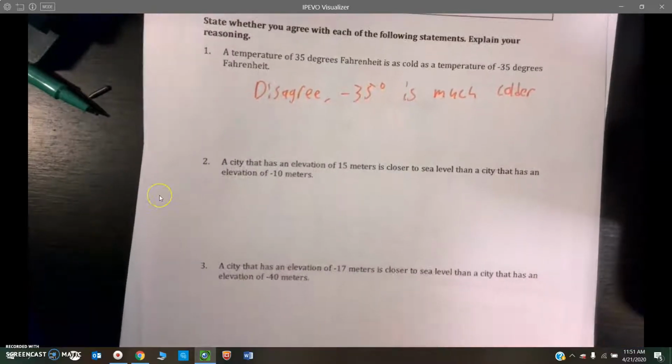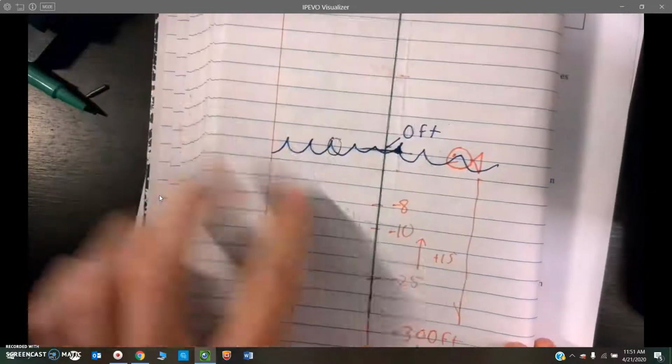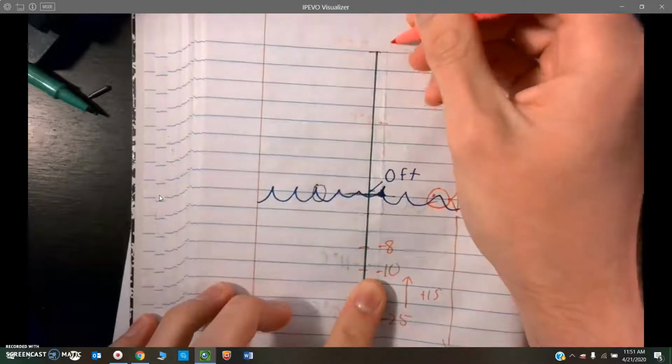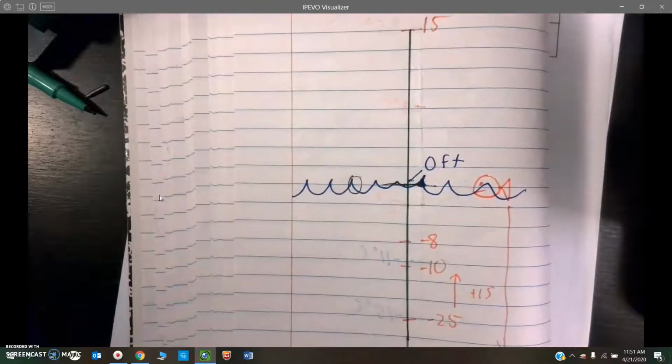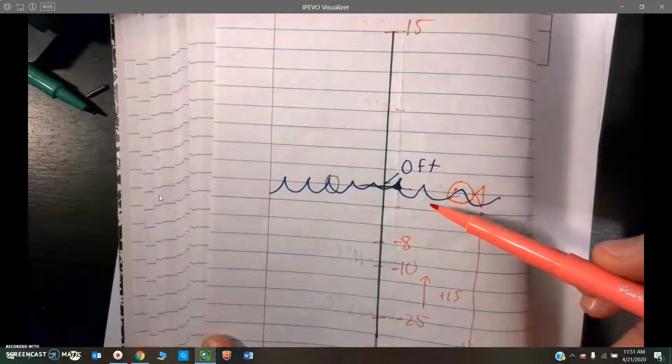A city that has an elevation of 15 meters is closer to sea level than a city that has an elevation of negative 10 meters. So I already have negative 10. 15 would be up here. This one confused a lot of people. A lot of people said that this is true because positive is always closer to sea level.